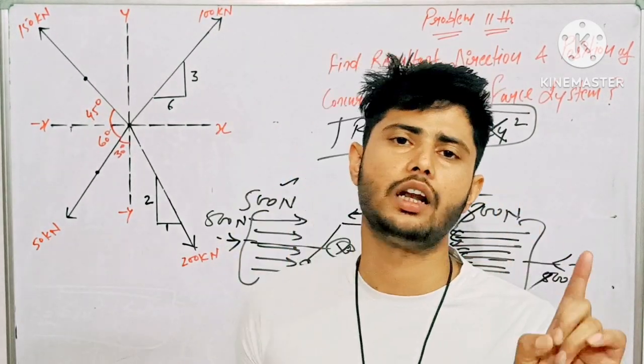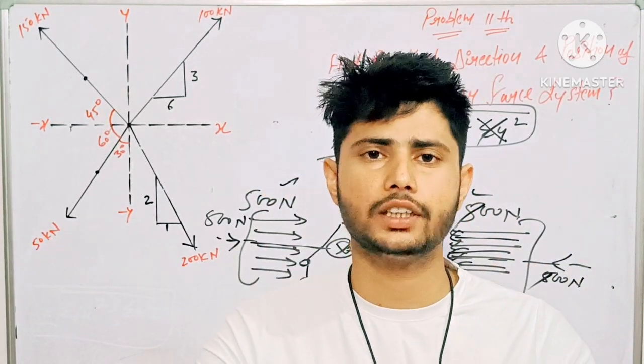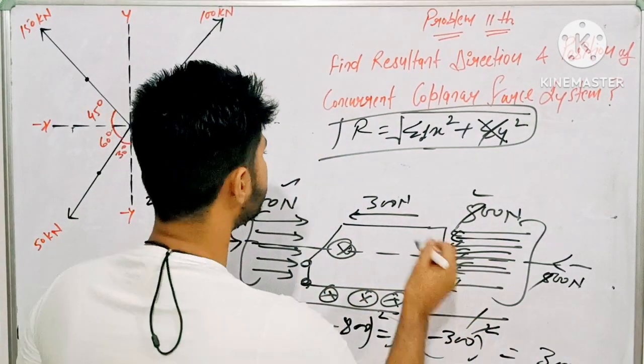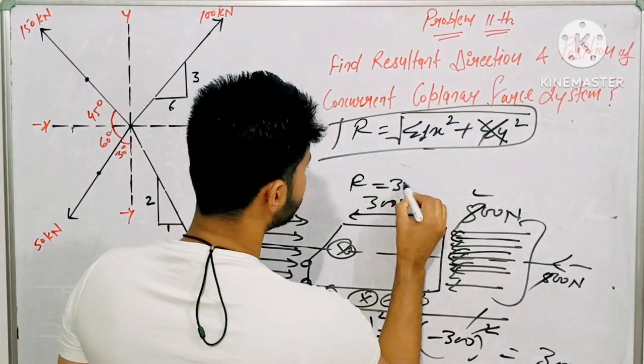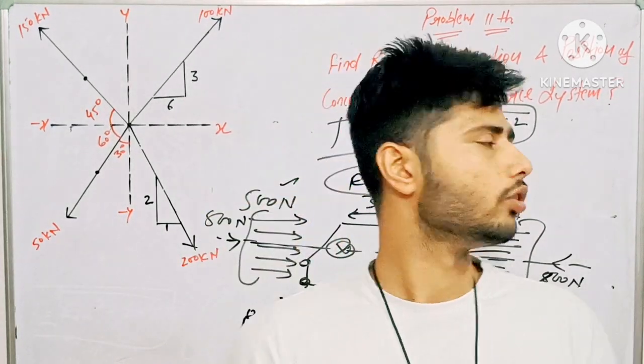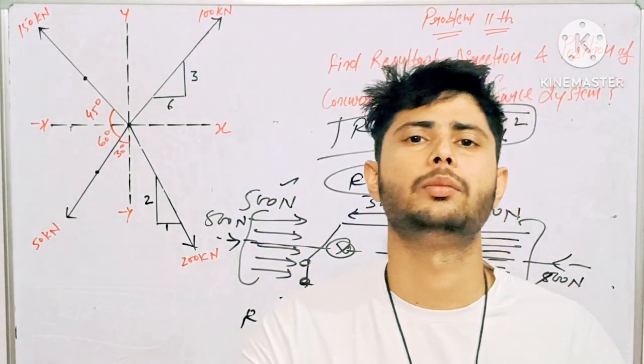According to Newton's second law of motion, the body will move in the direction of the resultant force. So here the body will move in the forward direction, and the resultant is 300 Newton. So according to this formula, I think you have cleared all the details about the resultant.